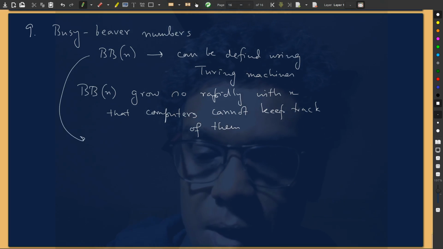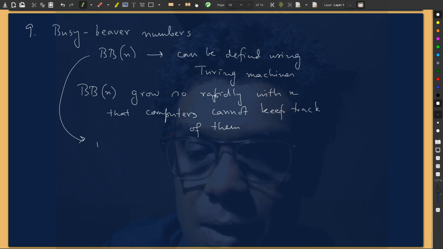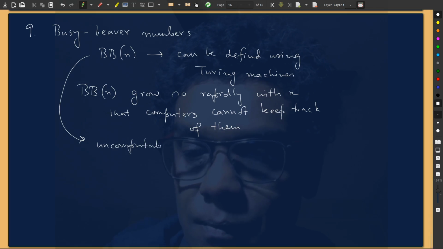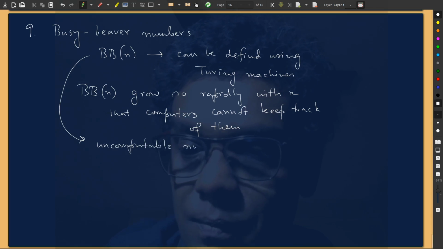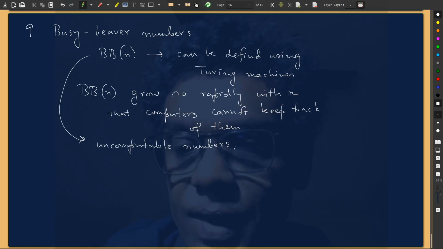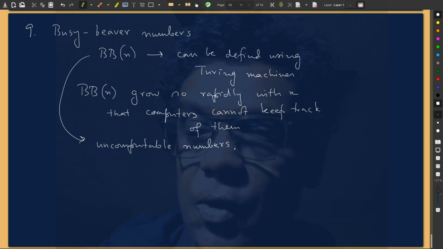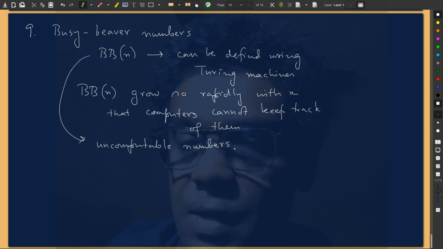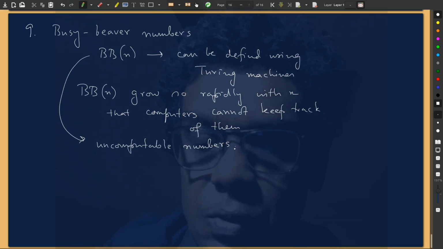So these are what are called uncomputable numbers. One example. Okay. How it is defined requires some formalism. Right now I cannot do it.